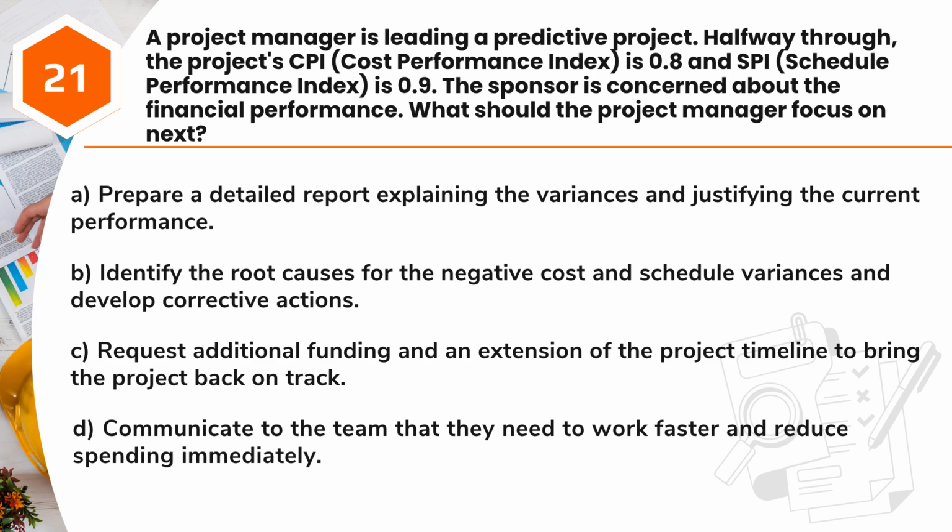A. Prepare a detailed report explaining the variances and justifying the current performance. B. Identify the root causes for the negative cost and schedule variances and develop corrective actions. C. Request additional funding and an extension of the project timeline to bring the project back on track. D. Communicate to the team that they need to work faster and reduce spending immediately.